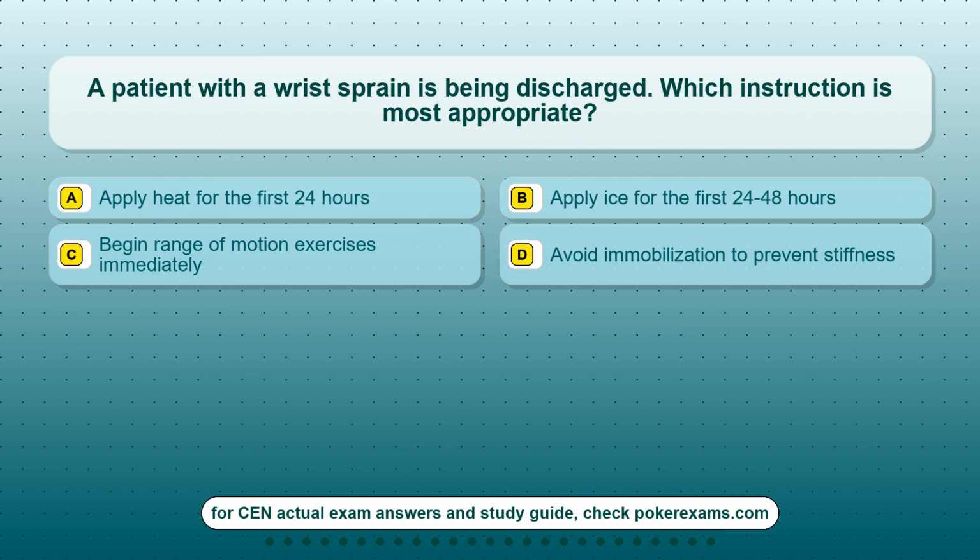Question 16. A patient with a wrist sprain is being discharged. Which instruction is most appropriate? Option A. Apply heat for the first 24 hours. Option B. Apply ice for the first 24-48 hours. Option C. Begin range of motion exercises immediately. Option D. Avoid immobilization to prevent stiffness.